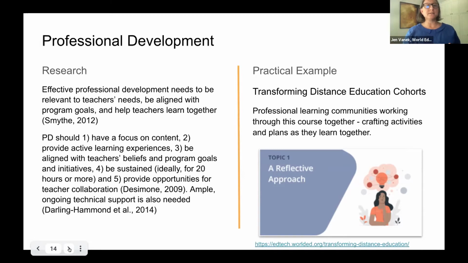PD also needs to align with a lot of what we know from the good work of Linda Darling-Hammond. Effective PD has a focus on content, provides active learning experiences, is aligned with teacher beliefs and program goals, is sustained over time, has ample opportunities for collaboration, and as Darling-Hammond points out, after PD is over, we also need to have ample ongoing technical support available.